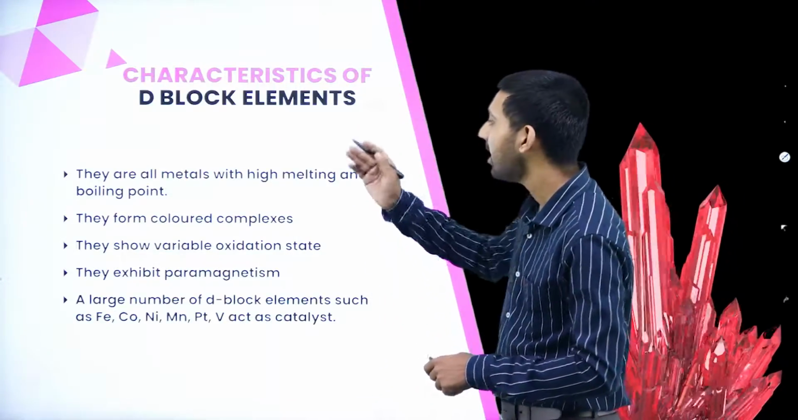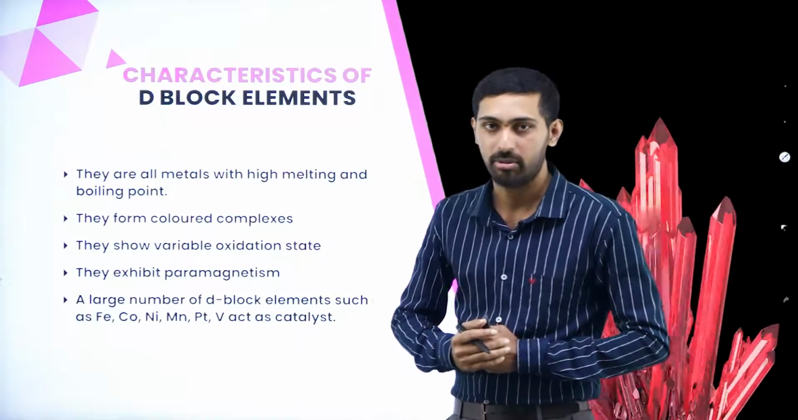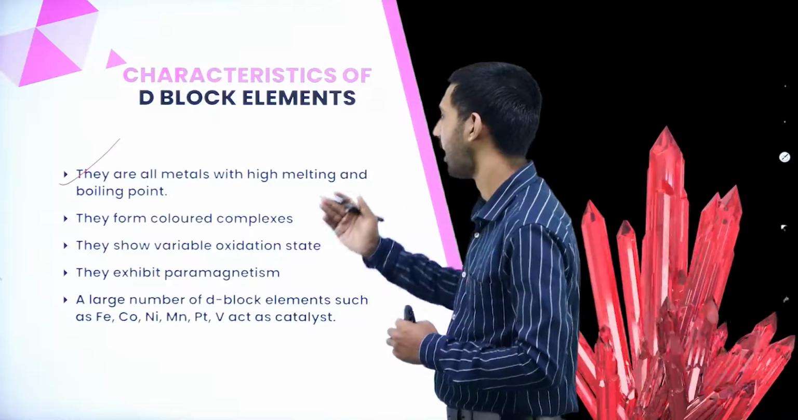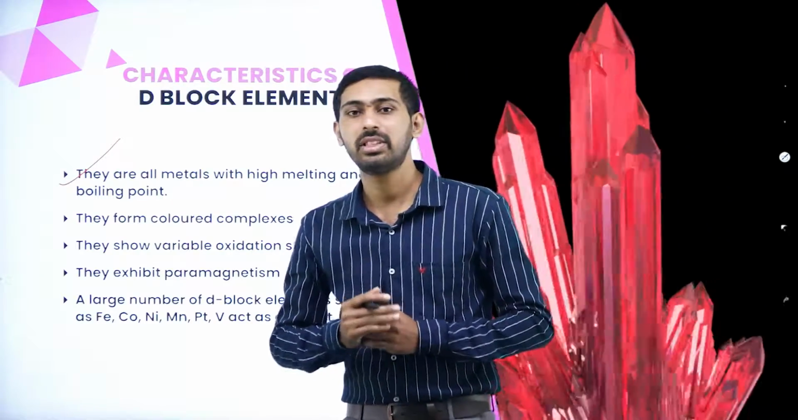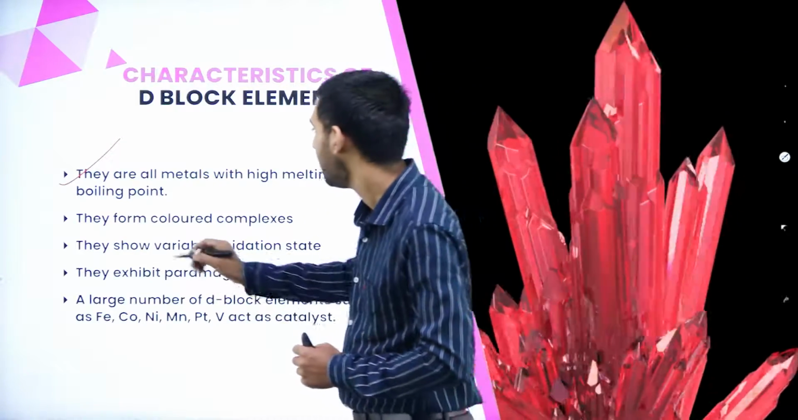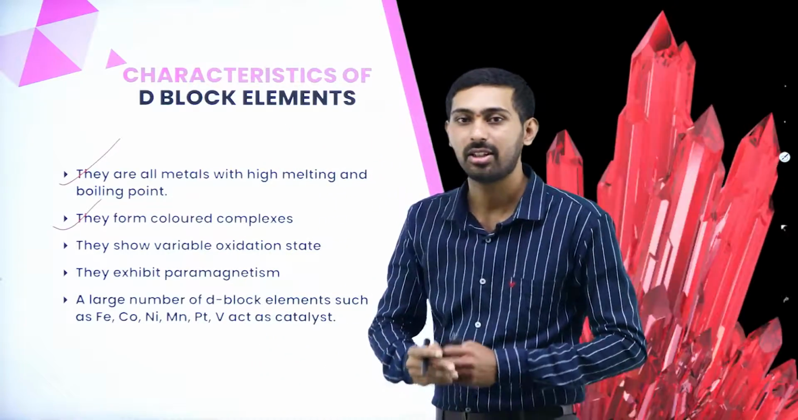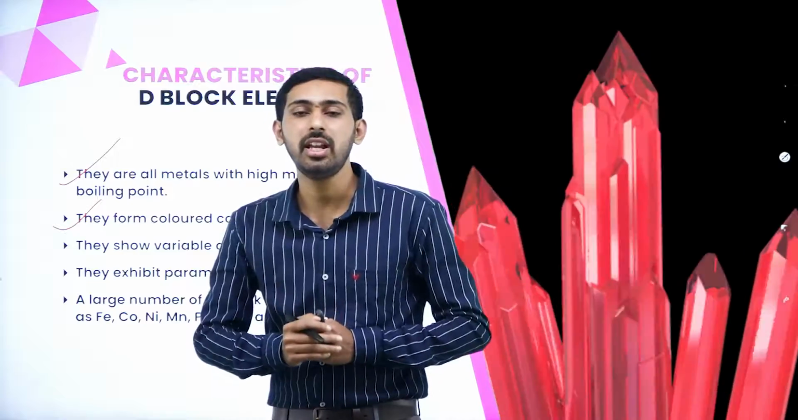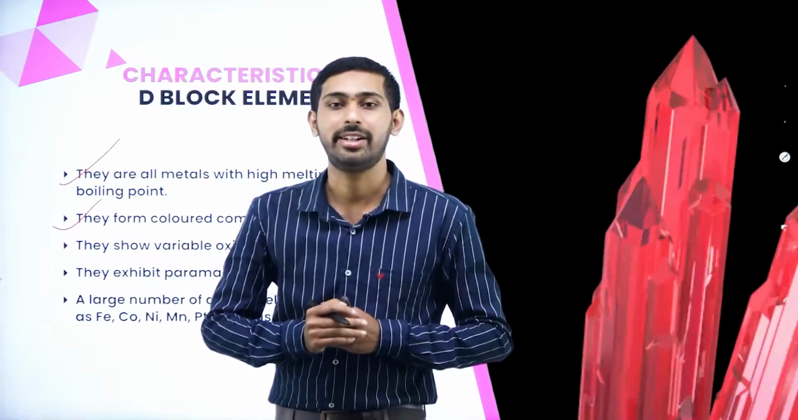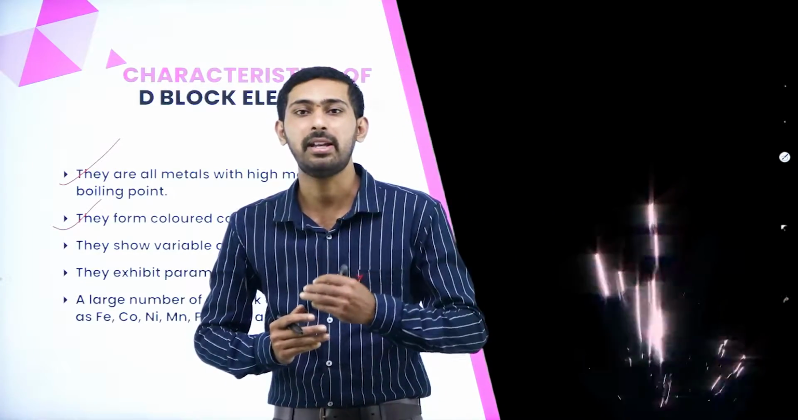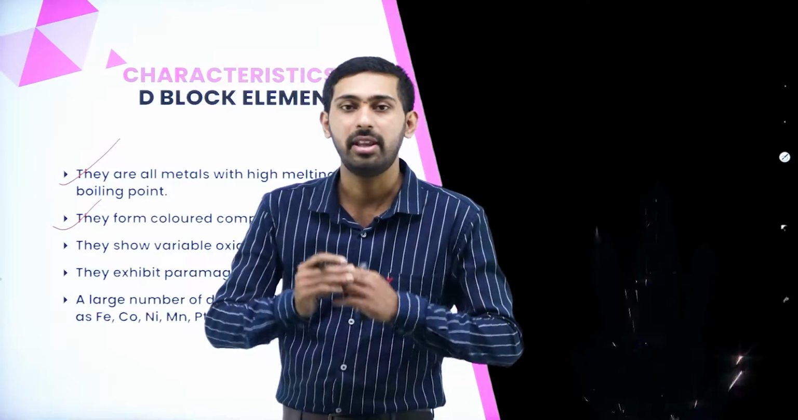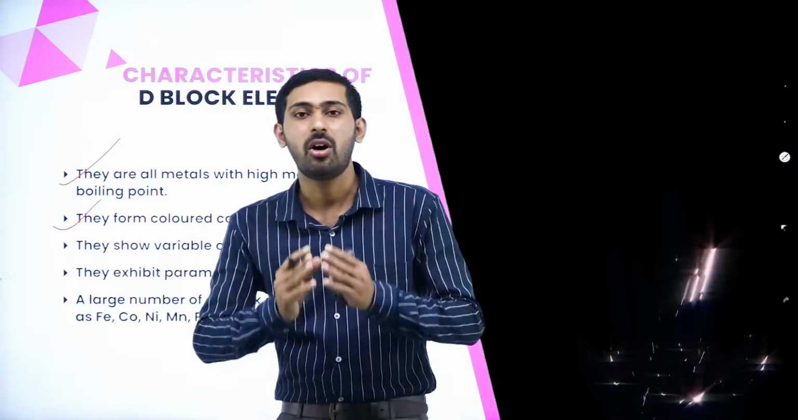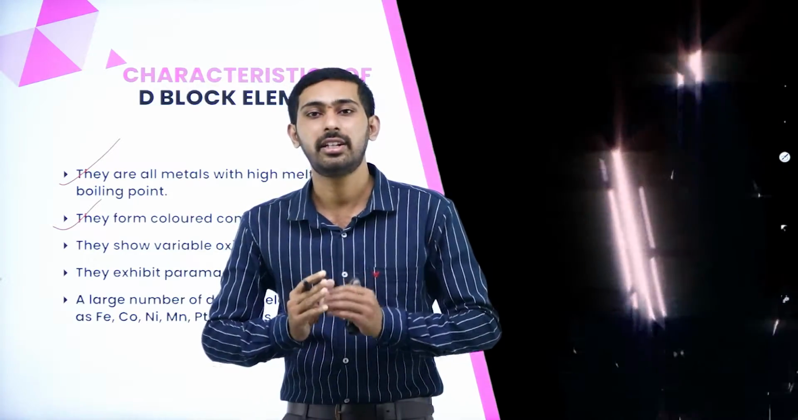Now let us study the characteristics of d block elements. They are all metals with high melting point and boiling point, and they form colored complexes. Why do they form colored complexes? Because generally d block elements have unpaired electrons and they have the capacity to form complexes. When the elements have unpaired electrons, they show color always.